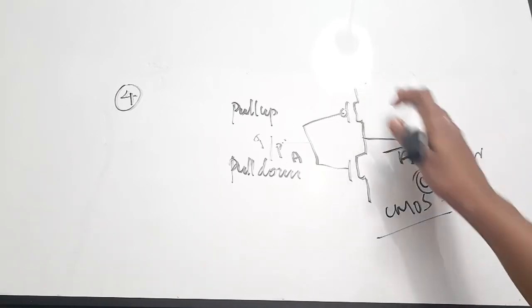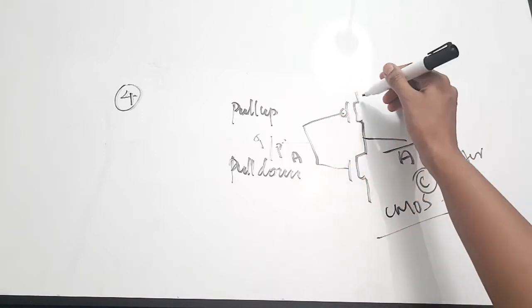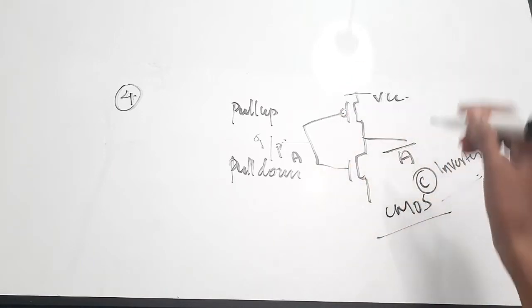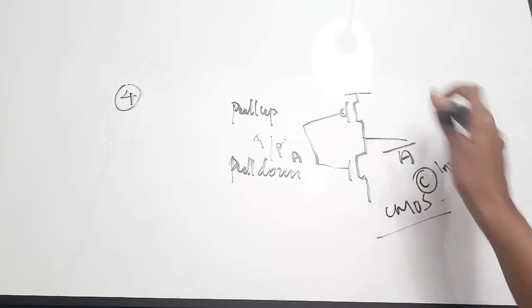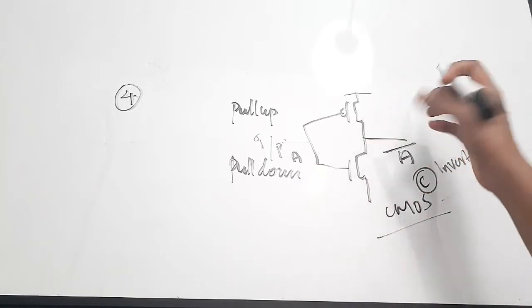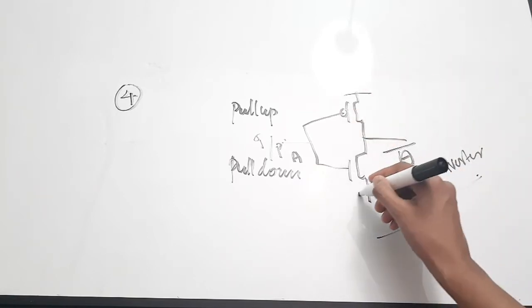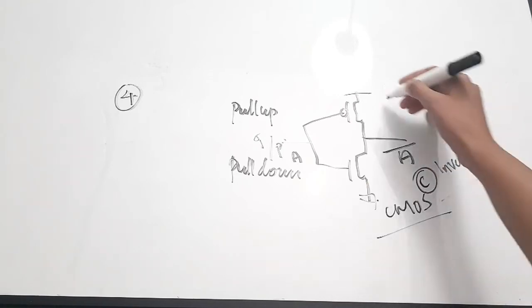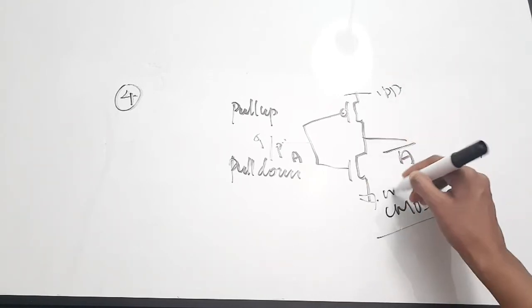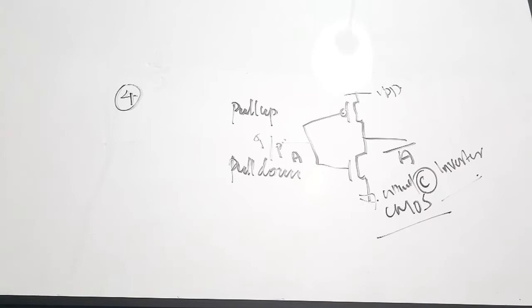Okay, so here there is VCC. I hope you can see it. So this is VCC, or VDD. It is a high logic. This is the ground. Okay, this is ground. So this is a basic inverter. So a basic CMOS circuit is nothing but an inverter. Okay, correct answer is option C.